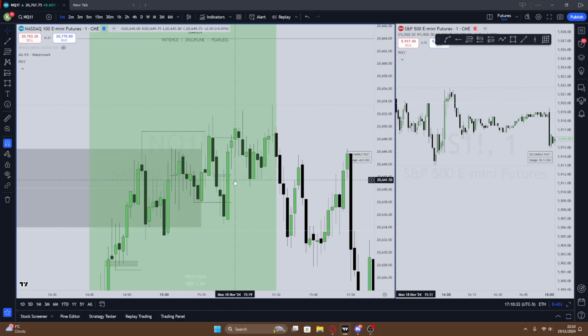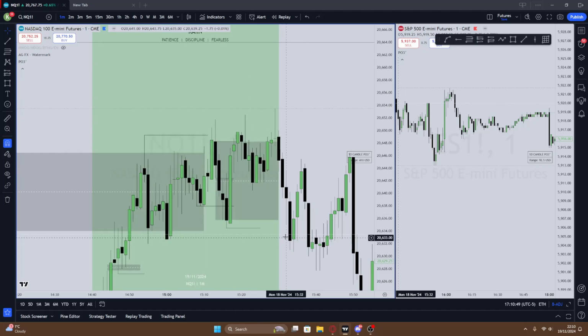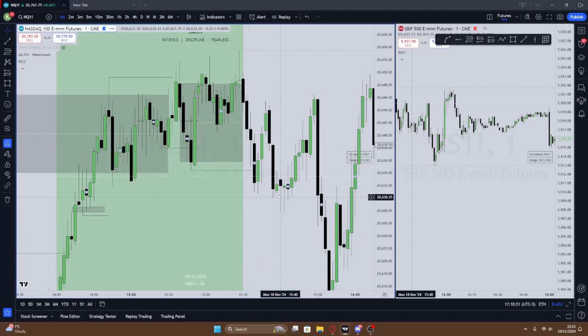I shouldn't see that order block get taken out, right? So now my stop is here, and then from there I think I got taken out. Yeah, so full TP would be right here.